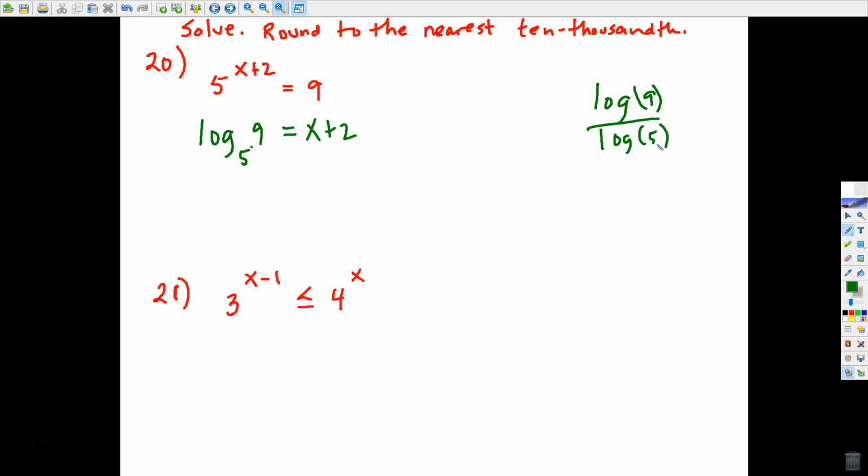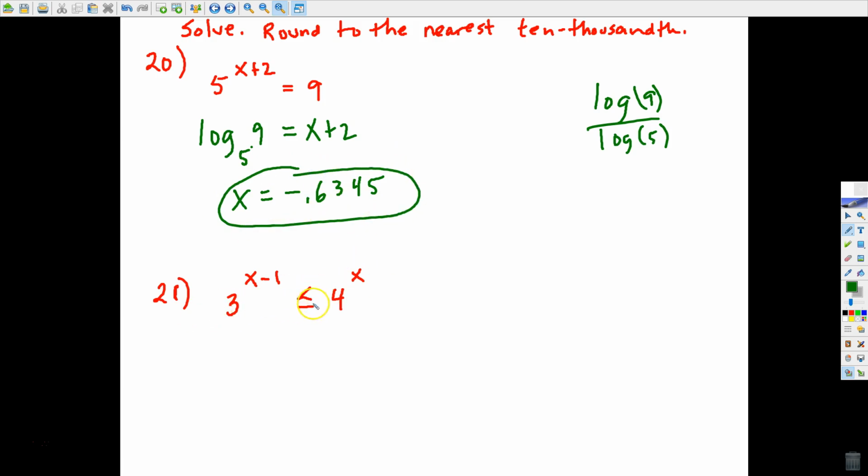And I got 1.3652123. I'm just going to leave that in my calculator and subtract 2 to solve for x, and I end up with x is negative 0.63, and the directions I think said to round to the nearest ten-thousandth, that's 4 decimal places, negative 0.6345, and that's my answer for number 20.